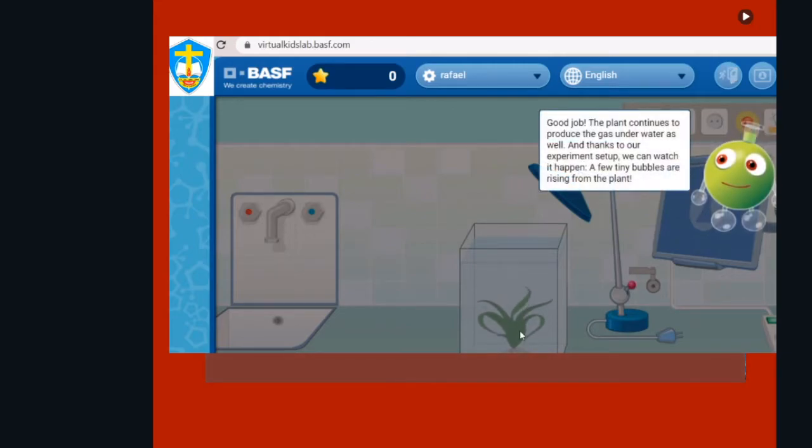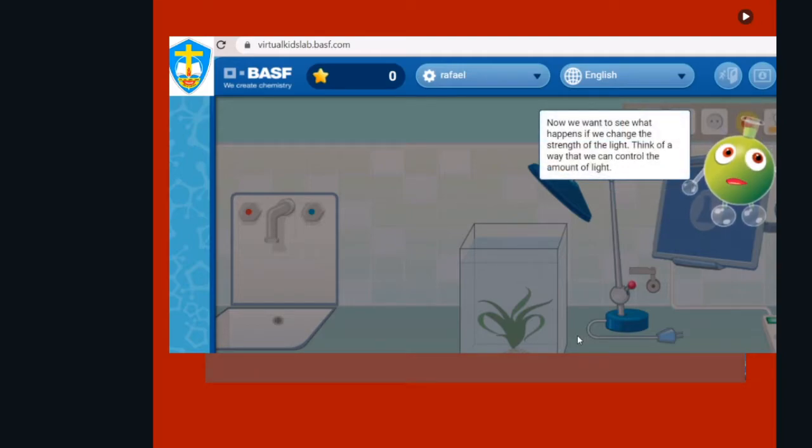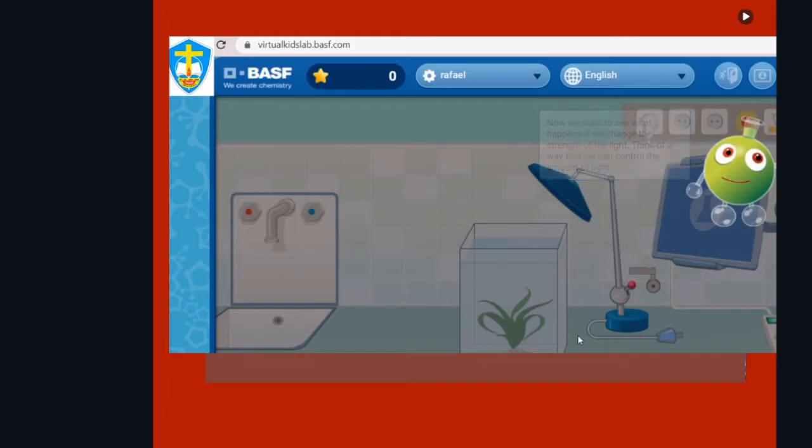Good job. The plant continues to produce the gas underwater as well. And thanks to our experiment setup, we can watch it happen. A few tiny bubbles are rising from the plant. Now we want to see what happens if we change the strength of the light. Think of a way that we can control the amount of light.